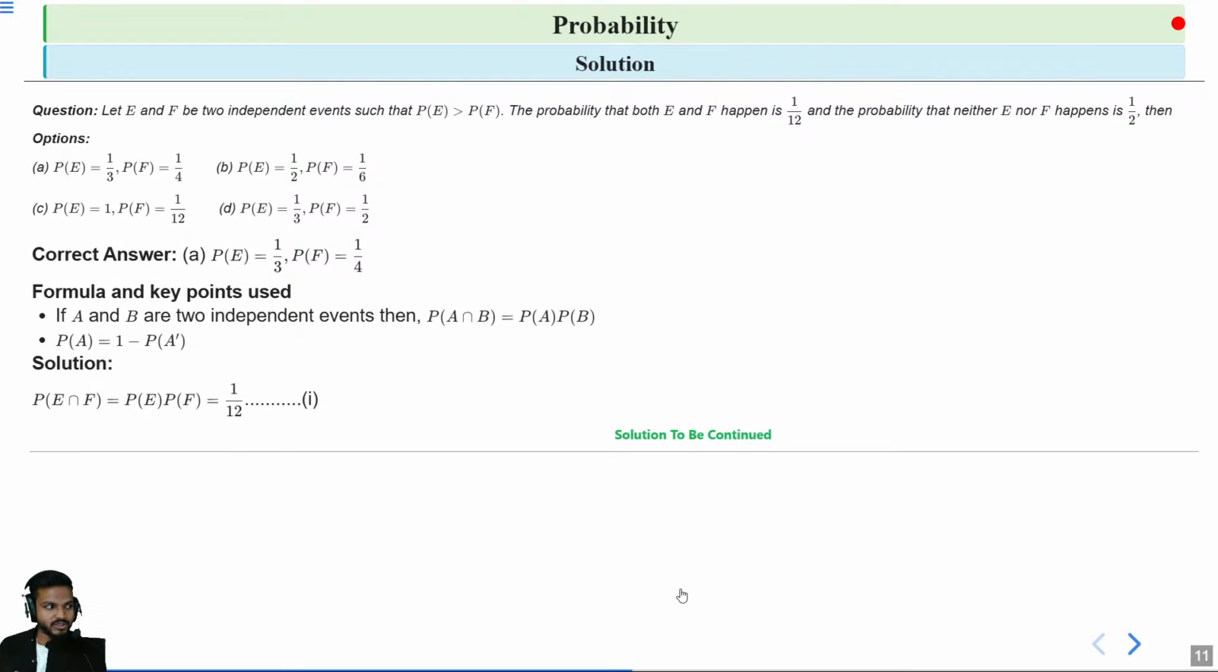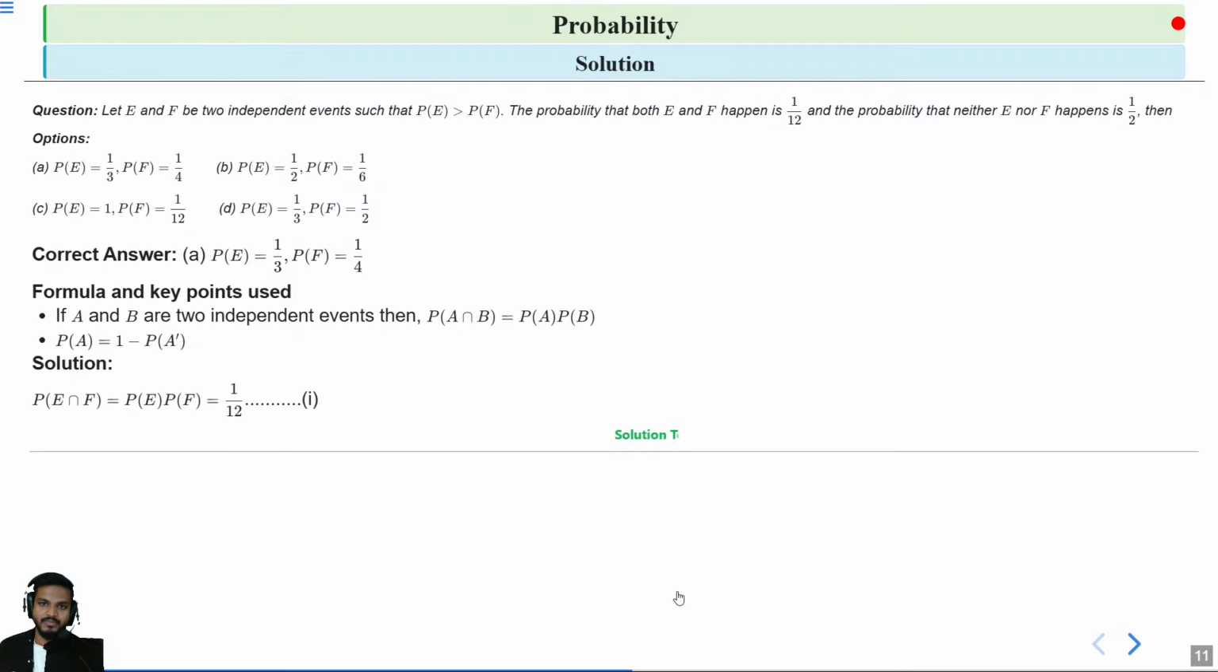And that is given 1 by 12. But as both events are independent, the intersection is given by its product. So probability of E into probability of F is 1 by 12. So remember this as equation number 1. So now we have the first condition on probability of E and probability of F, that is, its product should be 1 by 12.